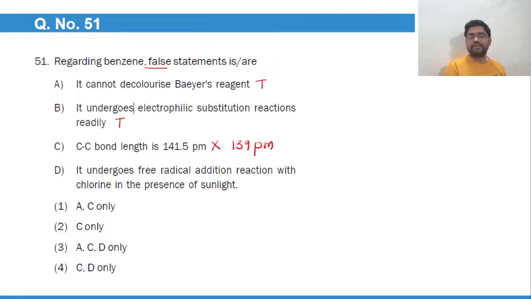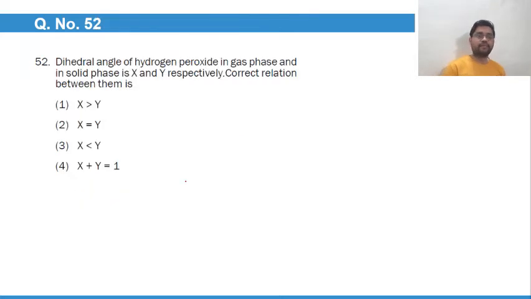Due to resonance, it is not equal to a single bond and is certainly not equal to a double bond as well. It is between them. It undergoes free radical addition reaction with chlorine in the presence of sunlight. That is also true. So the only statement that is false is C. So out of this, option number 2 will be the best answer.